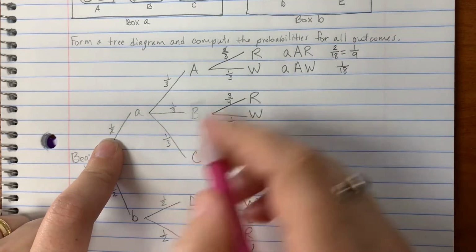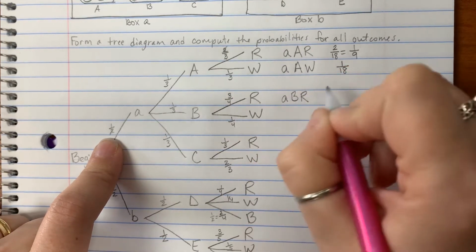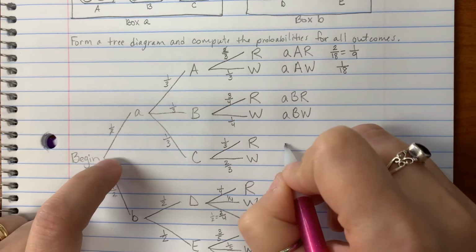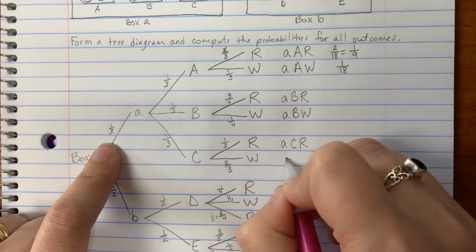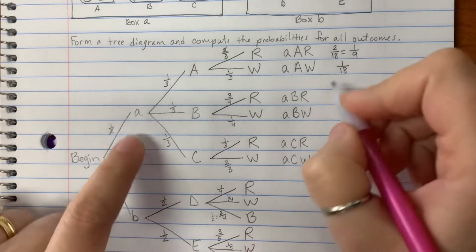The next one, if I had box A, urn B, red ball, I'm going to go ahead and write all these out. White, box A, urn C, red, A, C, white. And then I'll go back and do those other ones.